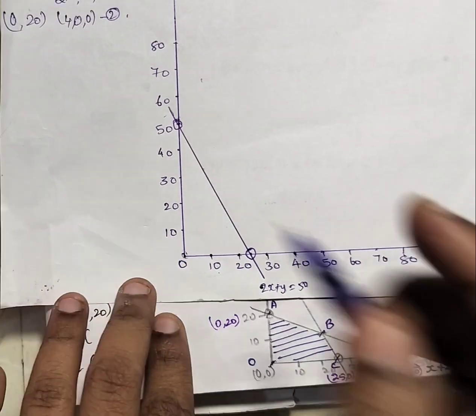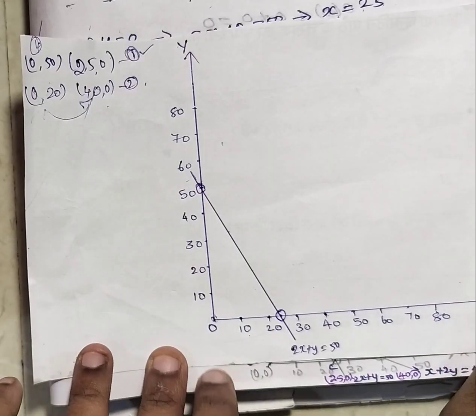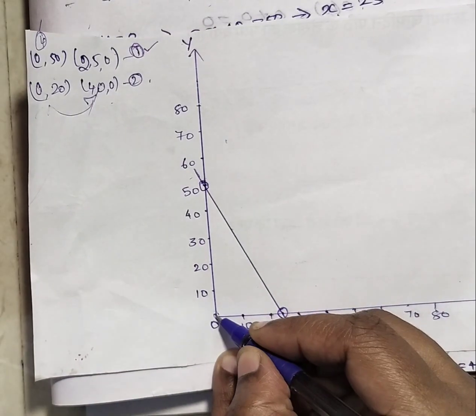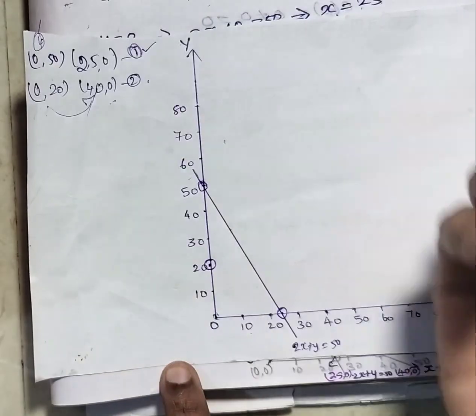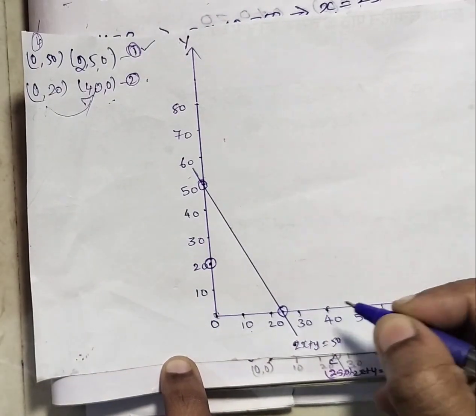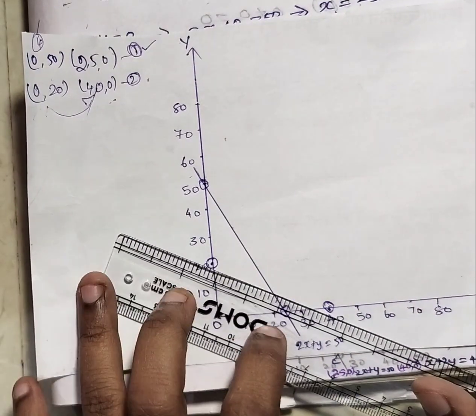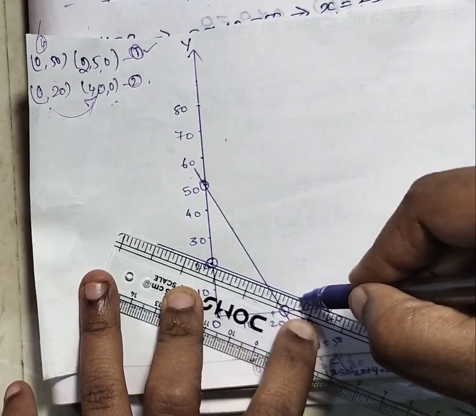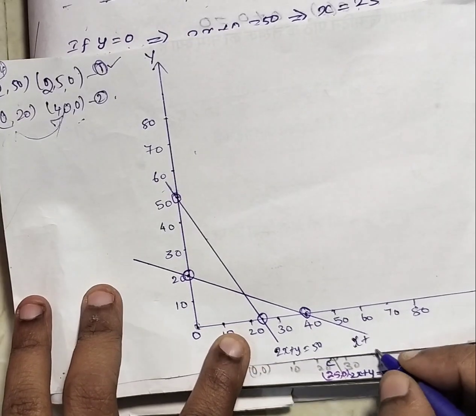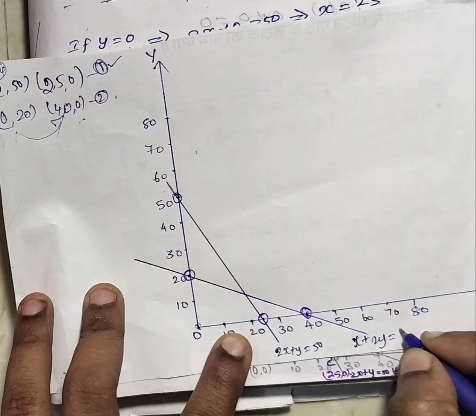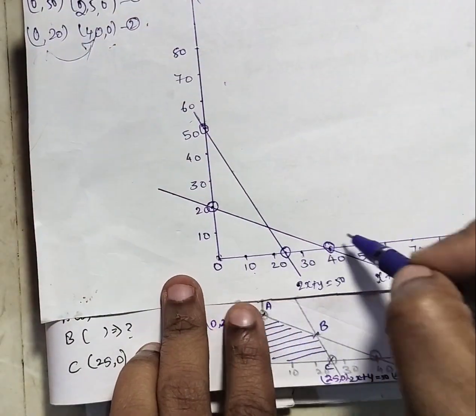Next, for the second equation we have 2 points, derived as 0 comma 20 and 40 comma 0. For 0 comma 20, x is equal to 0 and y is equal to 20. This is the first point. And for 40 comma 0, x is equal to 40 and y is equal to 0. So this is the point. From the second equation we draw the line. Our second equation is x plus 2y is equal to 40. This is also over. So we matched all the 4 points.